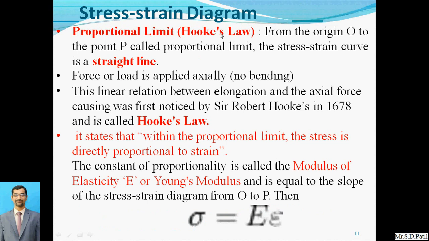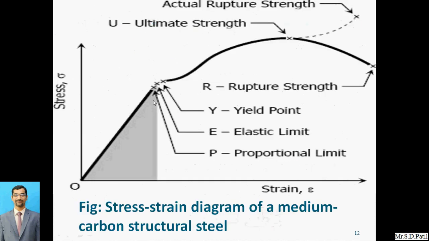The first phase is known as the proportional limit, where the material obeys Hooke's law. So what is Hooke's law? Hooke's law indicates that stress is directly proportional to strain within the proportional limit. When the stress is directly proportional to the strain, it is known as Hooke's law, and the first phase of the stress strain diagram is the proportional limit.